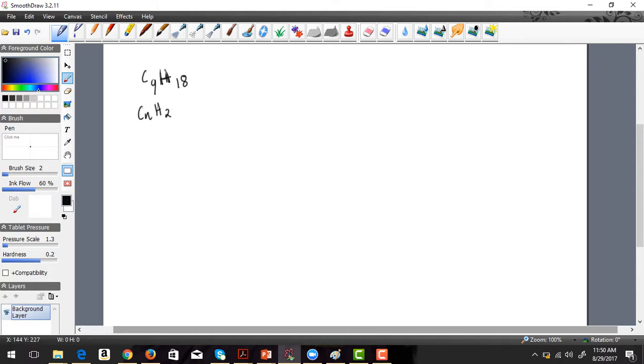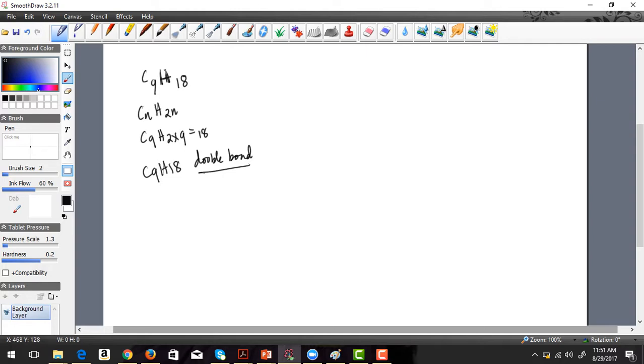CnH2n is the formula, right? Start applying the carbon count to this to see if you get 18 back. So if I put 9 in here, 2 times 9 is 18. This equals 18, so I do get my hydrogens back. That means I know this compound contains a double bond. That's the easiest way to find out if a compound contains a double bond or not.